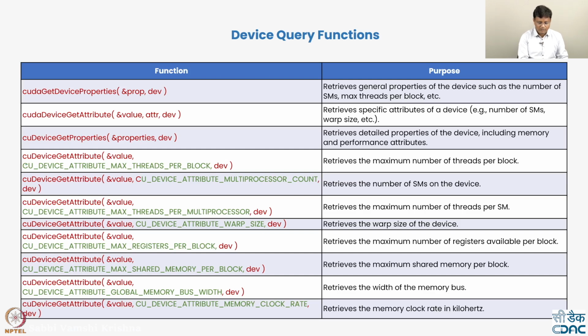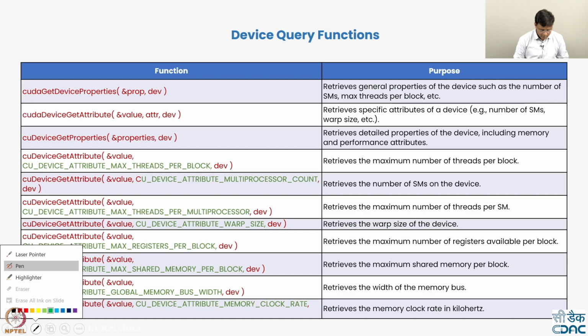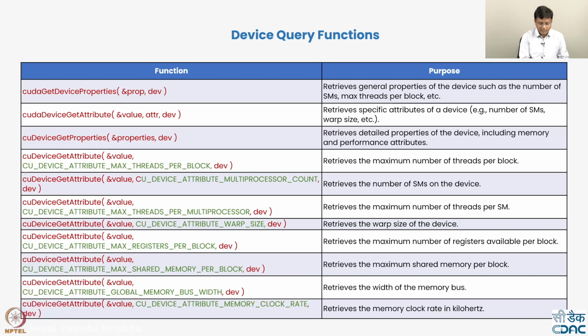The function is cudaDeviceGetAttribute, and I want to get information about the maximum number of threads per block that the particular device supports. This is the attribute I am passing. My function is cudaDeviceGetAttribute, so it will return the maximum number of threads per block supported by that particular GPU.